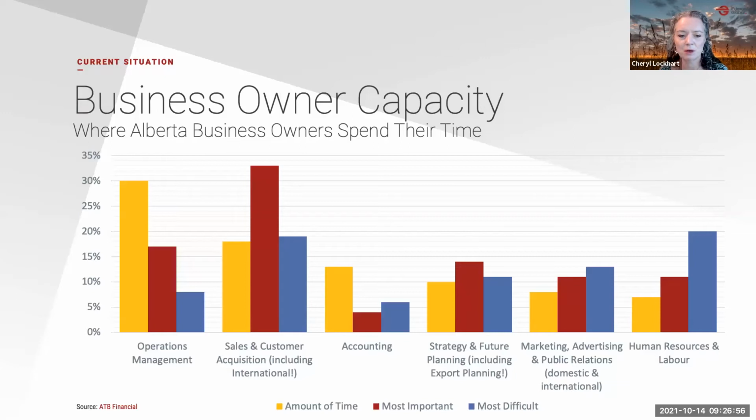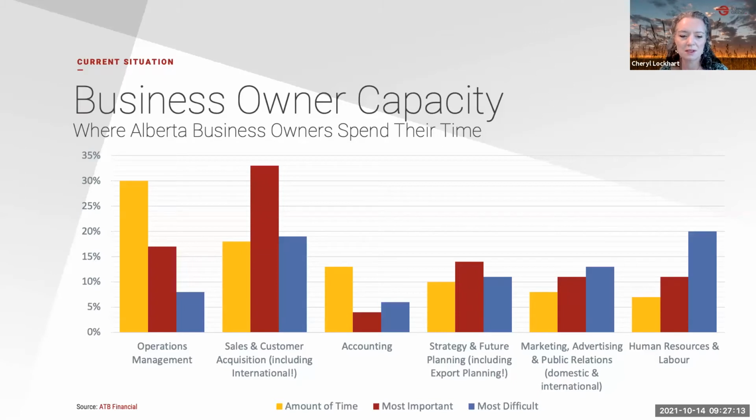And the third most important factor in their long-term success, and again that's that burgundy column, is strategy and future planning, including export planning. Yet they don't spend enough time in this area. And in my experience, the time that is spent in this area is often ineffective.